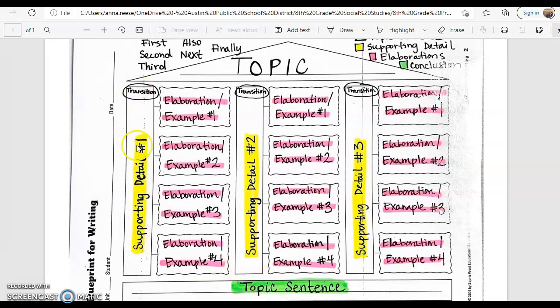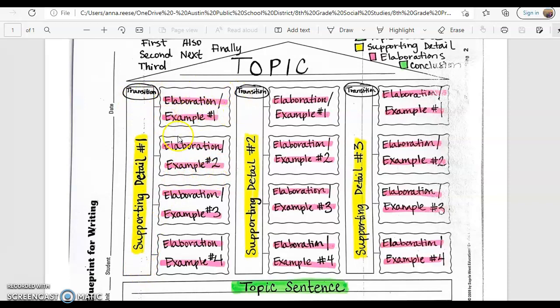Then you see these support columns. It says supporting detail number 1, supporting detail number 2, and supporting detail number 3. What you're going to be doing is following along in your packet and copying down the main details in the packet. And I'm going to show you an example of that after I explain this.